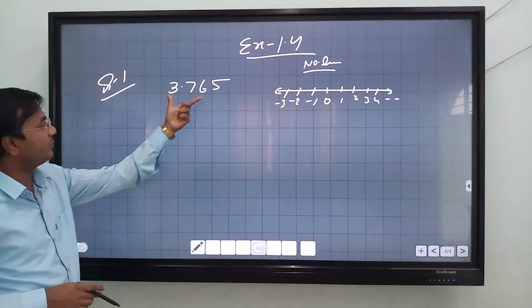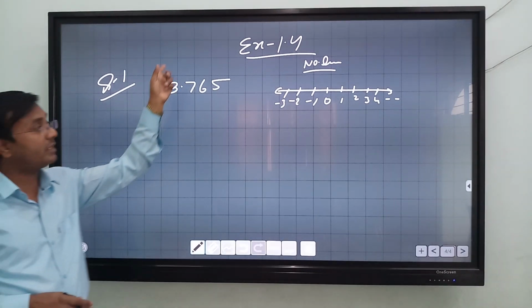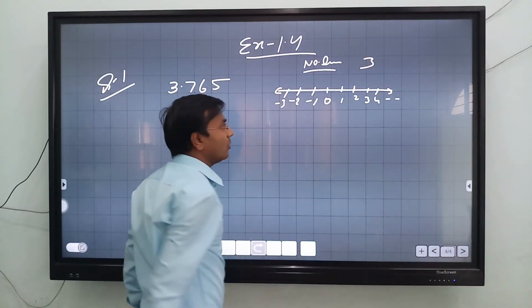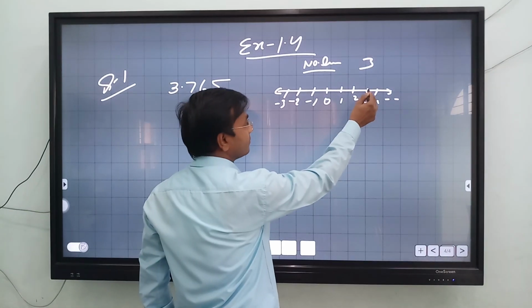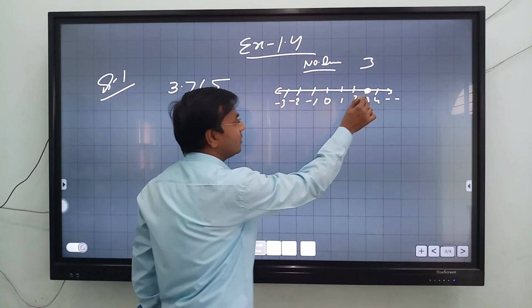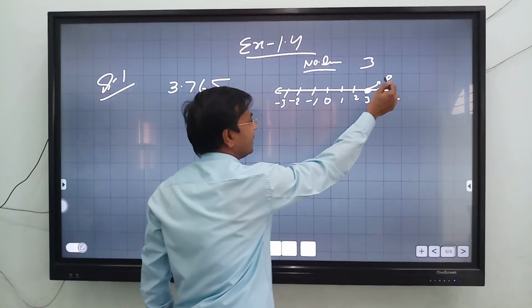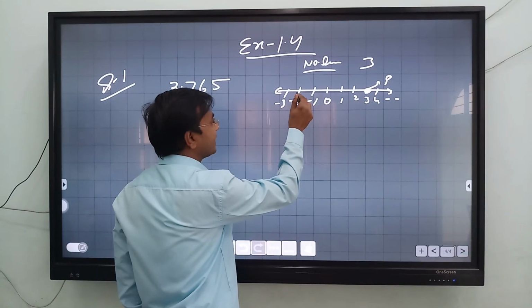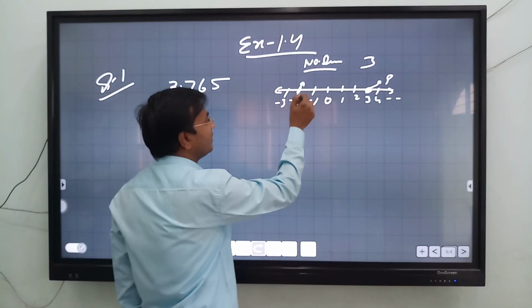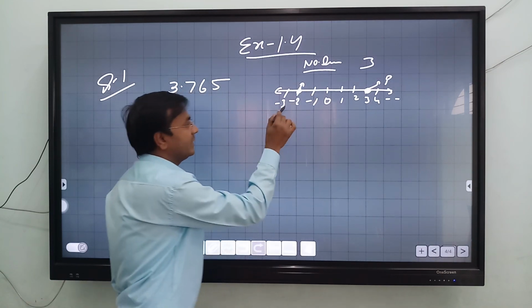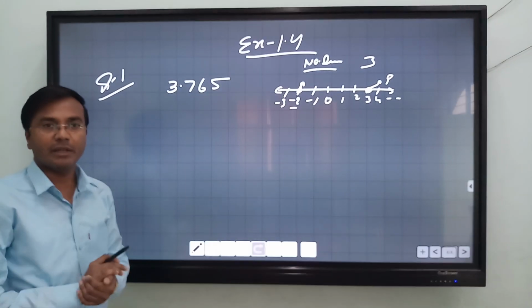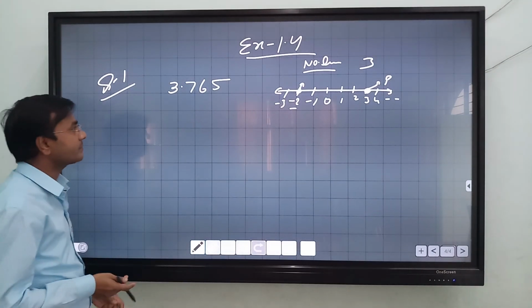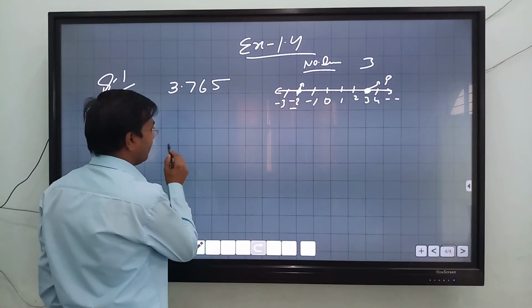So we have to show this number 3.765 on this number line, right? So if I say locate the number 3 on the number line, so clearly this is the answer, this point P is the representation of the number 3. Same as if I say represent -2 on the number line, so you will highlight this point, that is -2 showing on the number line. Same as we have to show 3.765 on the number line.